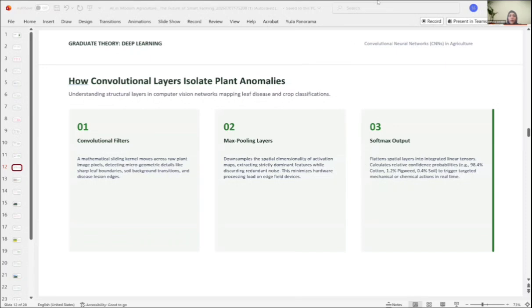Okay, so we were discussing the information related to agriculture and AI, and how agriculture and AI go hand in hand. Now, in this slide, what you see is about what are called convolutional neural networks, which are also termed CNN.